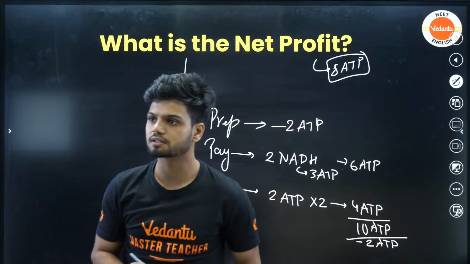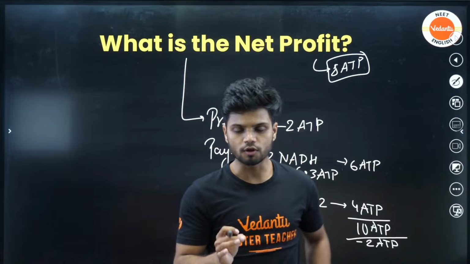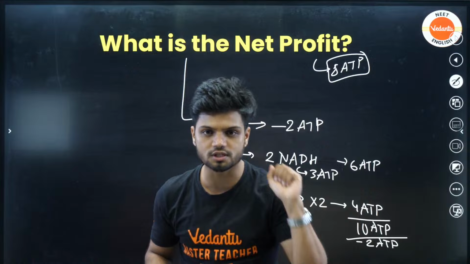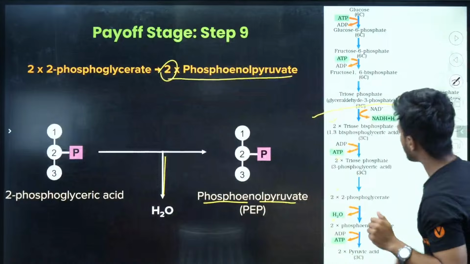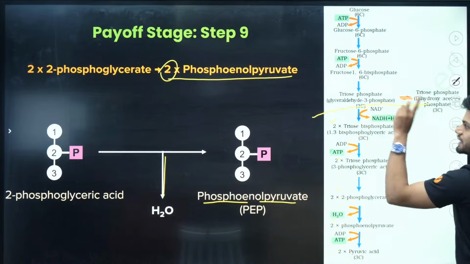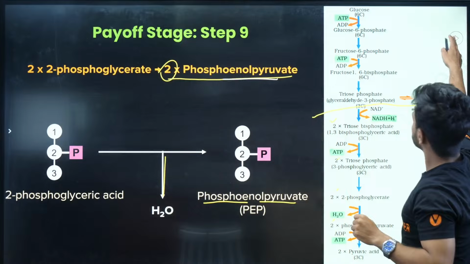Clear? Is the point clear to everyone? Because students, remember, in your payoff stage, after the isomerization, everything becomes double. If there are two molecules, from here onwards, everything is 2-2 molecules. That's why we have 2 NADH. If one molecule was there, only one NADH. From here onwards, we have two molecules of glyceraldehyde 3-phosphate, two molecules of phosphoenolpyruvate. Everything is 2-2, so there is doubling of everything.